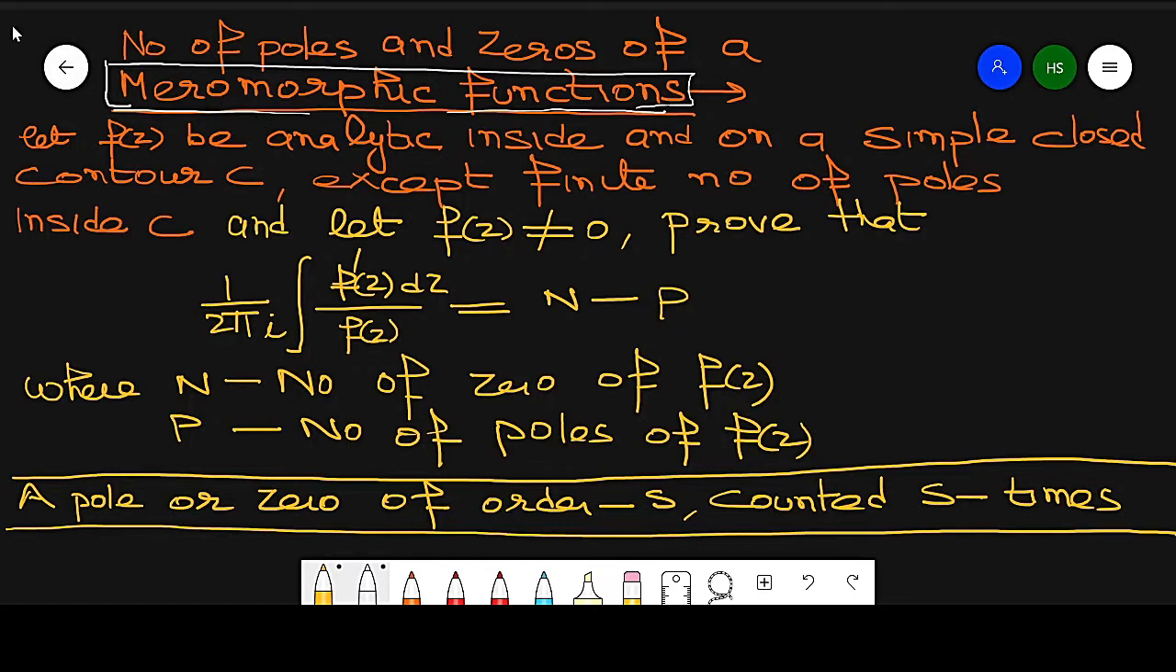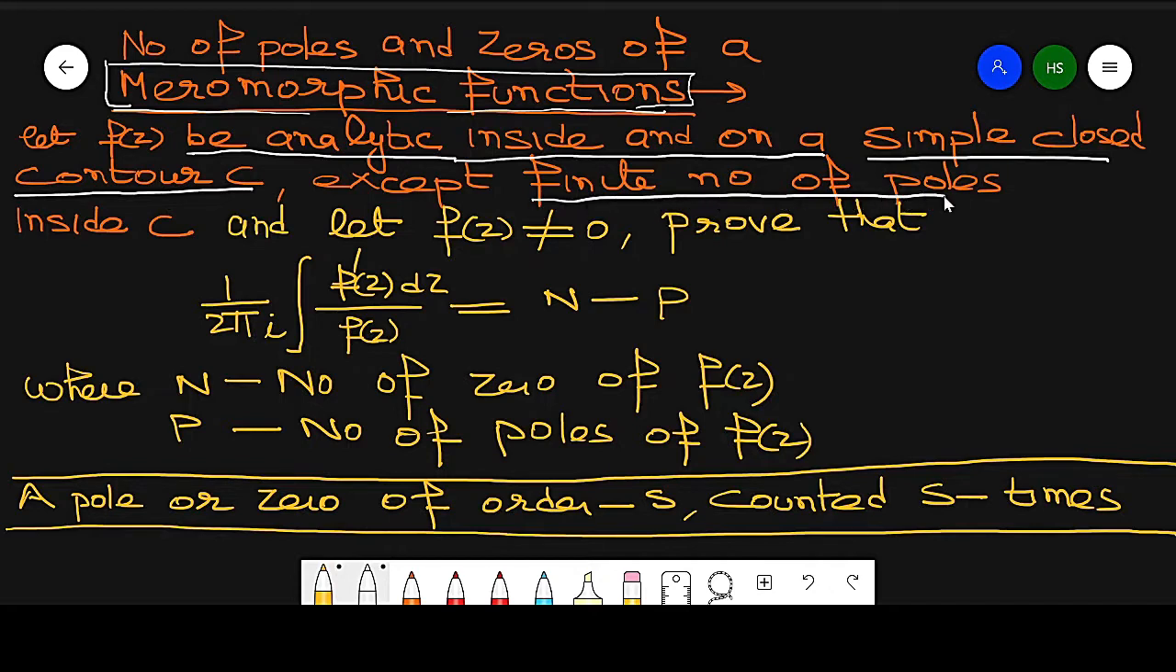Now, this is a very important result: the number of poles and zeros of a meromorphic function. Suppose f of z is an analytic function inside and on a simple closed contour C except for a finite number of poles. It means it is a meromorphic function because it has a finite number of poles or finite number of singularities.